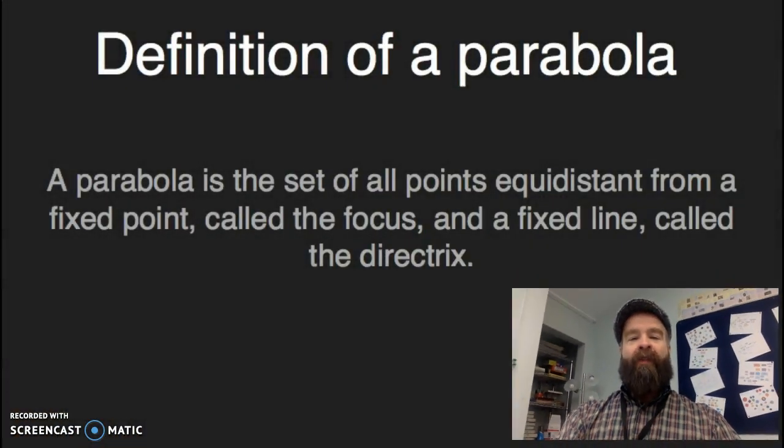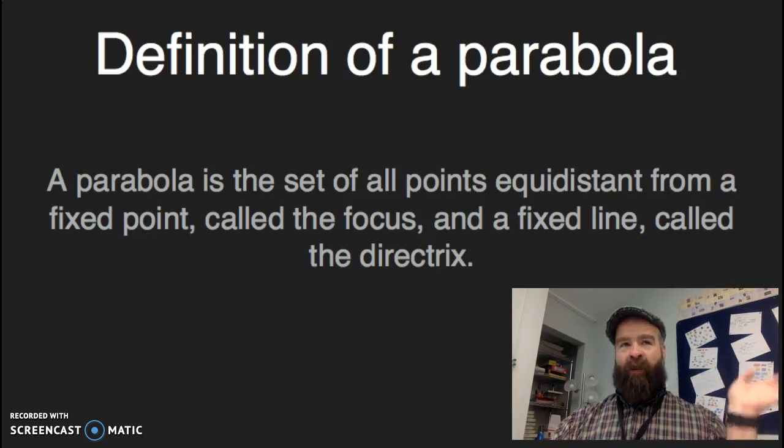Hey y'all, the purpose of this video is to walk you through the definition of a parabola, to show you that definition in action, and to show you a couple of things that change when we alter stuff related to that definition. So first of all, the definition of a parabola. A parabola is defined as the set of all points equidistant from a fixed point called the focus and a fixed line called the directrix.